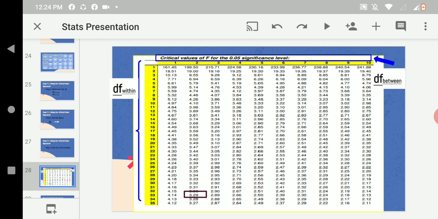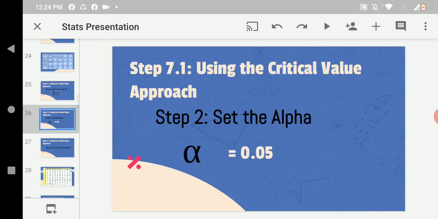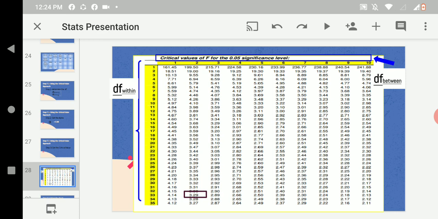So how is that? In this table, we have to use, of course, the critical value of F for the 0.05 significance level. I provided it in the written report. You already have this table, and here in the PowerPoint, I also provided it for you. So let's go back. Our DF within is 33. Our alpha is 0.05. So this is the table for that. So the DF within is 33.